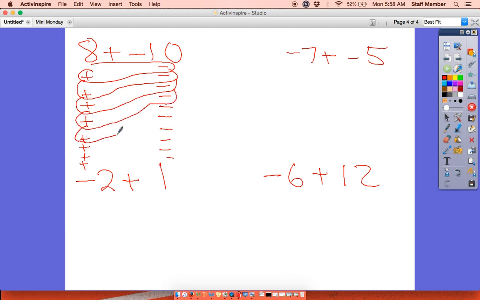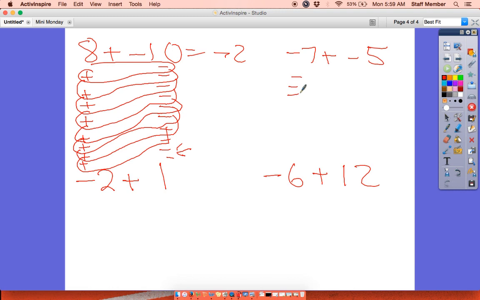It's kind of like you have a dollar and you lose a dollar. You don't have any money. That's how this works. So here's another one. Here's another one. Here's another one. All I have left is these two negatives. So your answer for this one should have been negative 2.